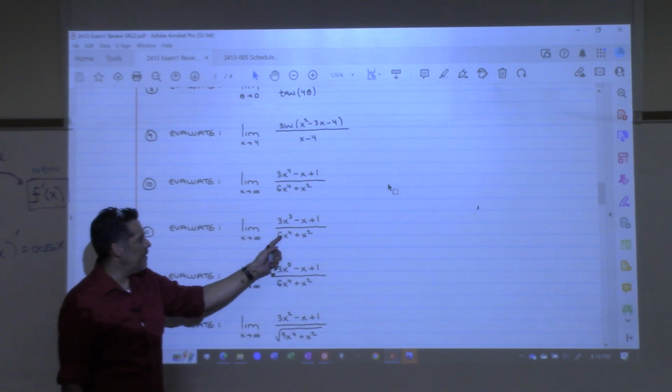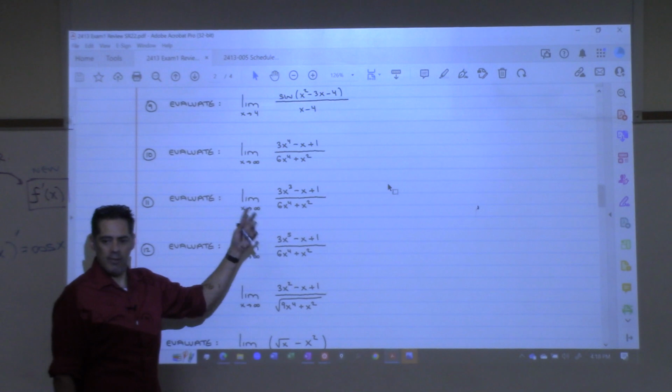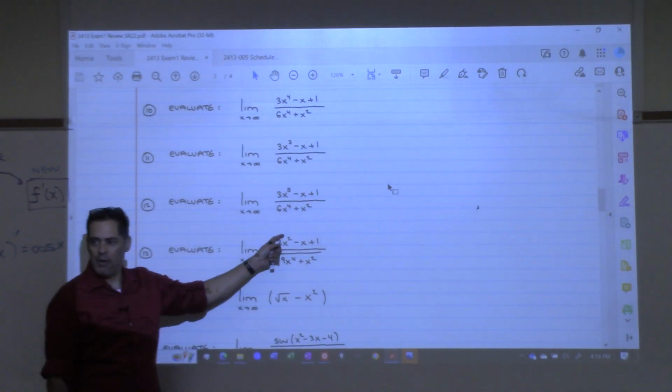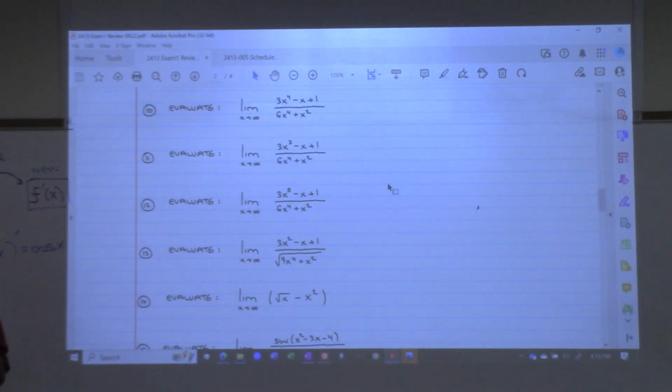This one, again, you'll get infinity over infinity, and you do the same thing. This one, you get infinity over infinity, you do the same thing. This one, you get infinity over infinity, but I put a square root in there. That messes things up. I did one like that in class.